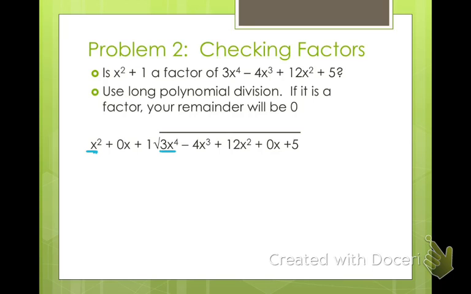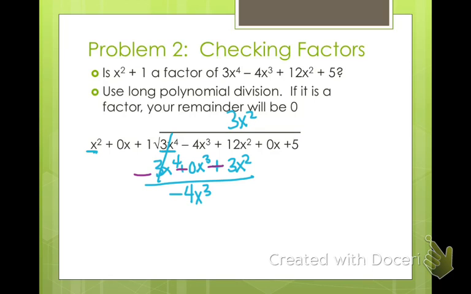3x squared. So I'm going to write that above our x squared, so we have same. So multiply, I get 3x to the 4th, and then plus 0x cubed, and then plus 3x squared. Now what do we do? Change all the signs. So minus, minus, minus. So my 3x to the 4th cancel, and I get negative 4x cubed. That's a minus, so plus 9x squared, bring down the 0x.